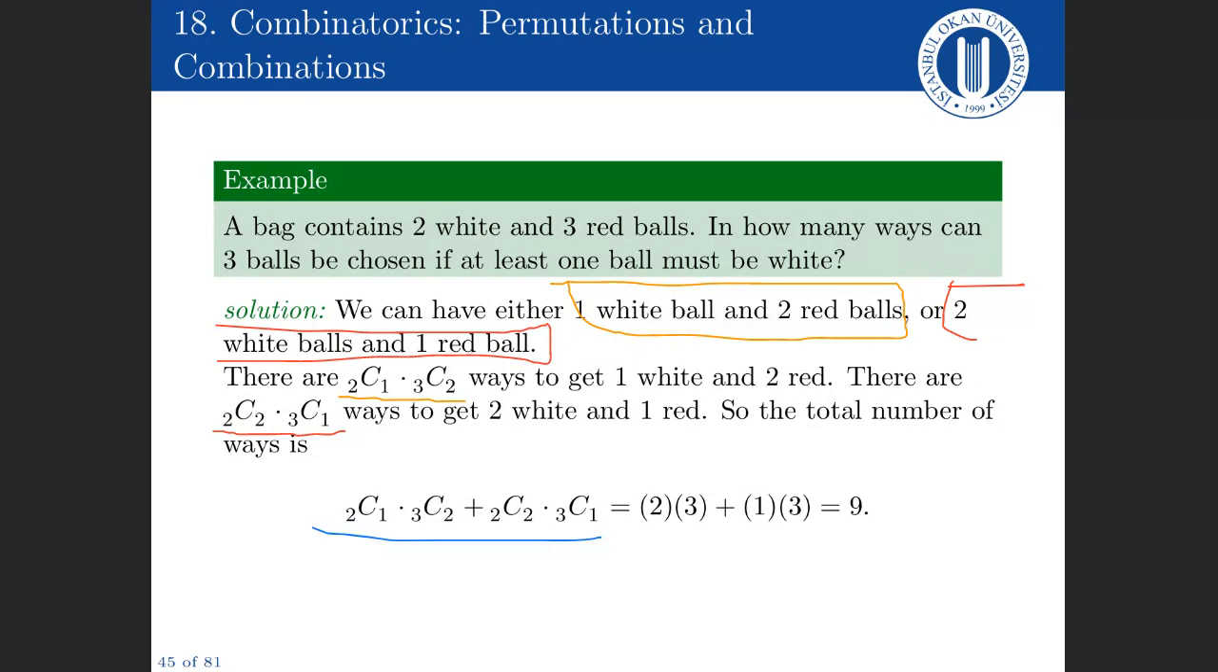2 choose 1 multiplied by 3 choose 2 plus 2 choose 2 multiplied by 3 choose 1. The answer is 9.